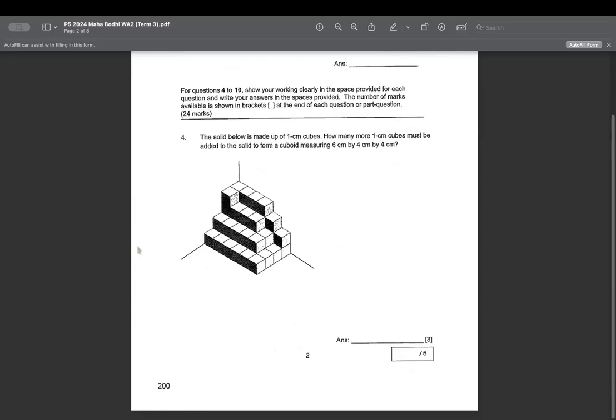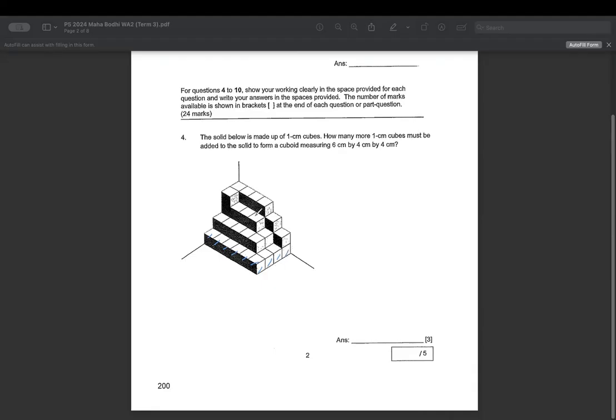Okay, the solid below is made out of 1 cm cubes. How many more 1 cm cubes must be added to the solid to form a cuboid measuring 6 cm by 4 cm by 4 cm? All right, so 6 cm is the length, then breadth, and height. Looking at 6 cm here, 1, 2, 3, 4, 5, 6. This one can form the length already. And then the breadth, which is 4 cm: 1, 2, 3, 4. This is already the breadth, which is 4.